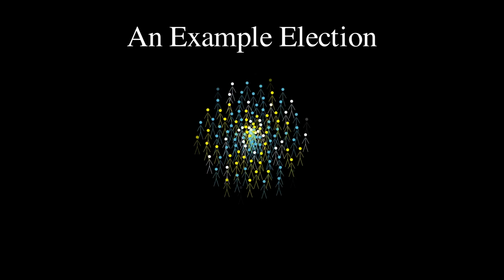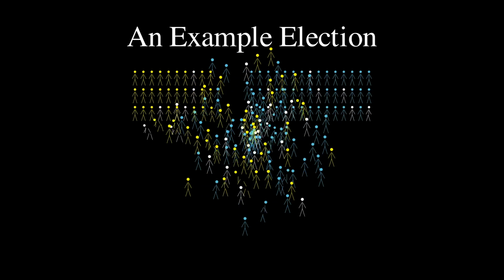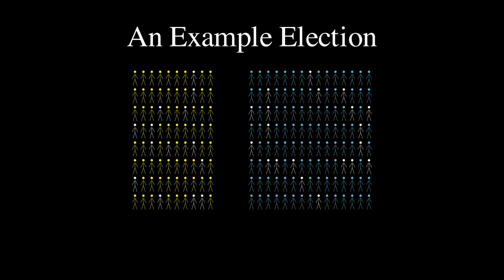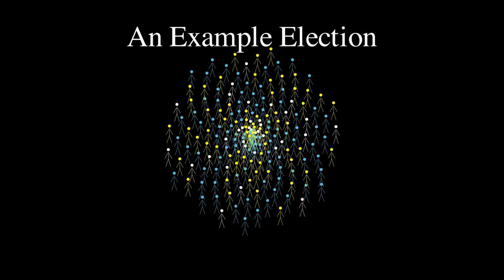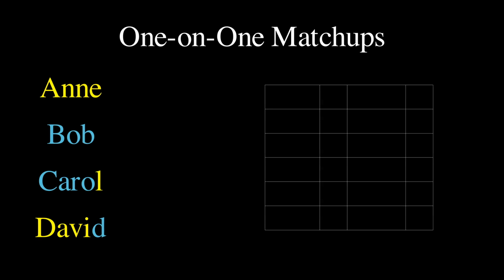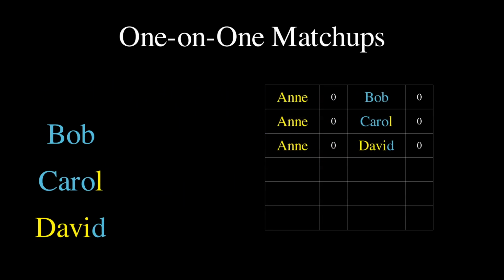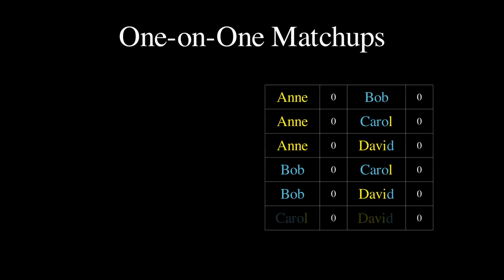To understand how to count the ballots, we'll follow two voters, John, who favors blue candidates, and Emily, who favors yellow candidates. Although there are many voters from both parties, there are more blue voters, and blue candidates are heavily favored. Each party has two candidates in the election, and with 4 candidates, there are 6 one-on-one matchups: Ann versus Bob, Ann versus Carol, Ann versus David, Bob versus Carol, and so on.